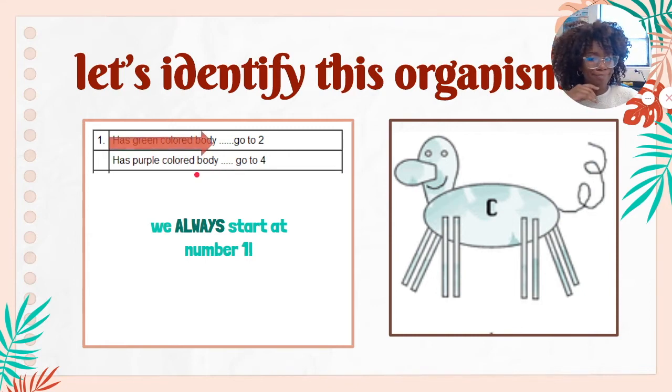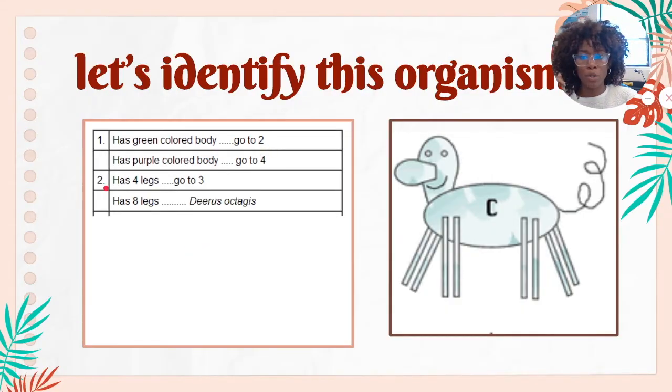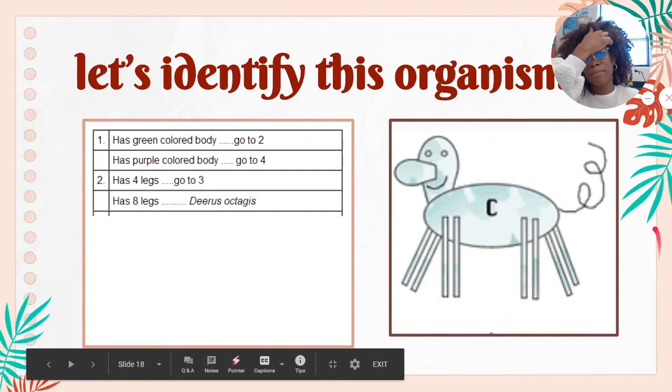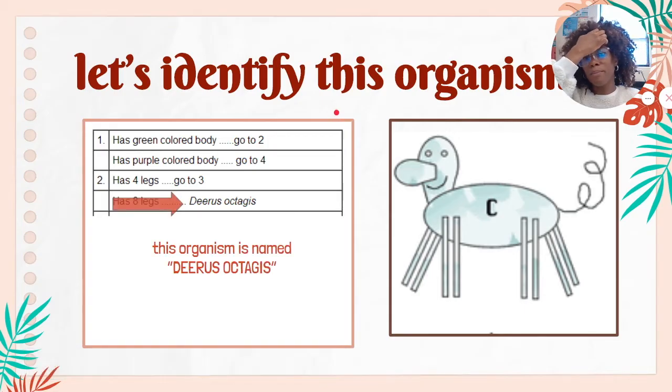It's green. So what am I going to do? I'm going to go to number 2. So let's look at number 2. Has 4 legs or has 8 legs? How many legs does it have? Okay, so this organism's name is Dirus octagus.